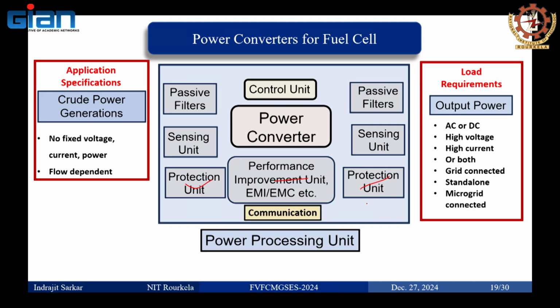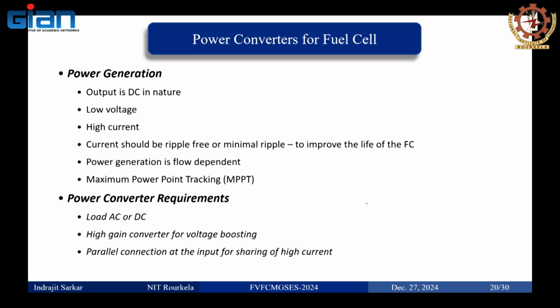Now, when it comes to the fuel cell, what we know is that the output is DC in nature. It's a voltage and current, DC in nature. Voltage is low, current is high. Current should be ripple free or minimal to improve the life of the fuel cell, as I already mentioned. Power generation is flow dependent. That means if flow changes, then power generation will differ. So you need MPPT.